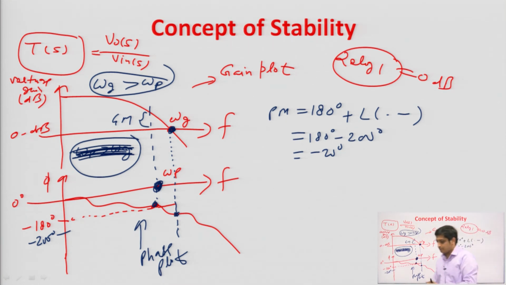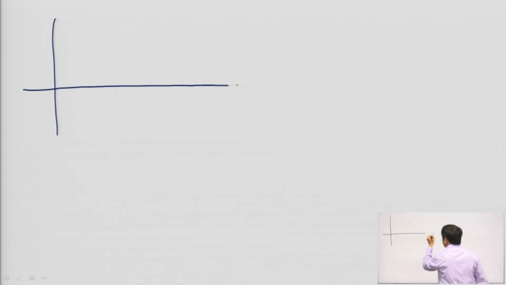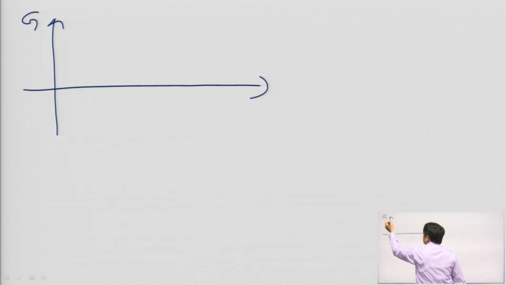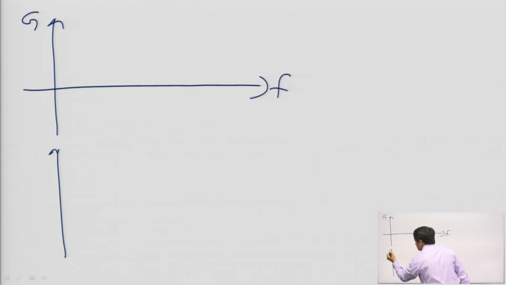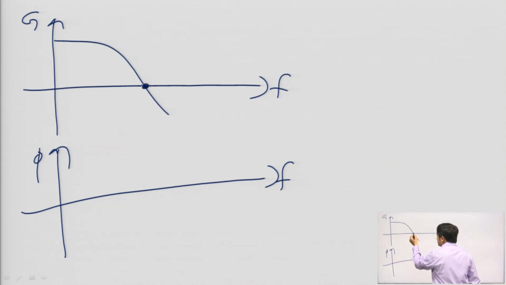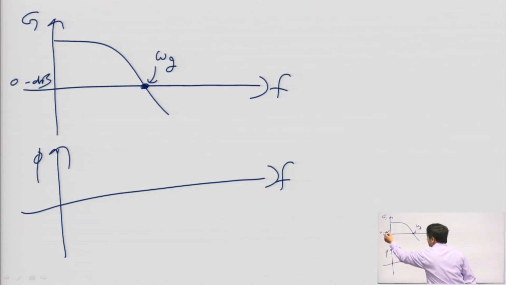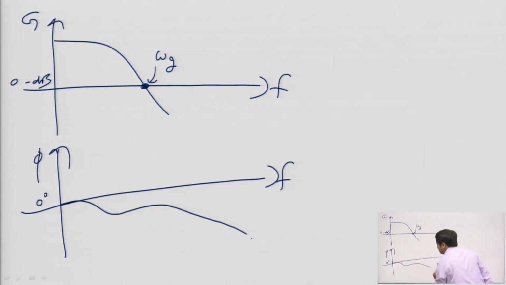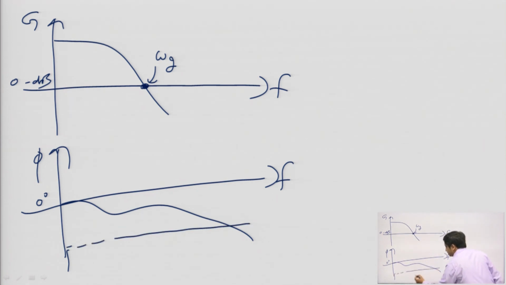Let us consider a plot for a stable system, for a stable amplifier. Fine. Again I am drawing the gain versus frequency plot and phase versus frequency plot. That gain is in dB. This is your gain plot. This frequency is your gain crossover frequency at which it is crossing the 0 dB line, that is equivalent to gain equal to 1, and this is 0 degree, and this is your phase plot, right, and let us say this is minus 180 degree line.